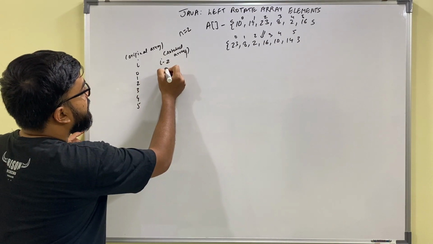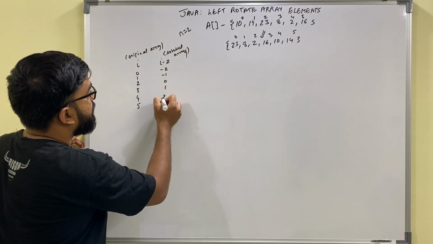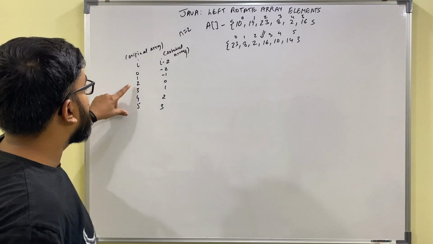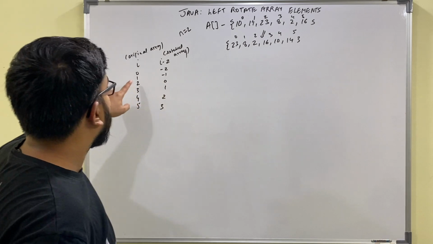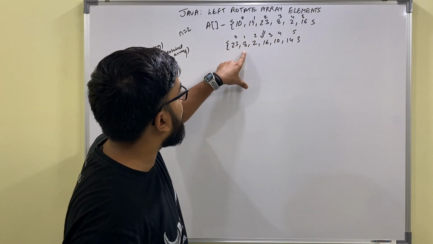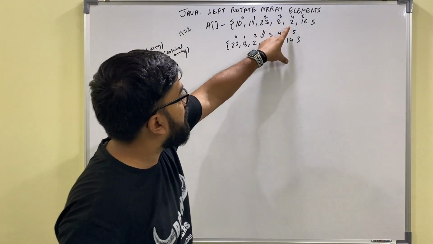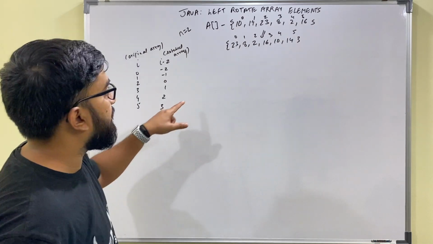So for indices 0 to 5 this is going to be minus 2, minus 1, 0, 1, 2, 3. So the value at index 2 goes to index 0, value at index 3 goes to index 1, value at index 4 goes to index 2, and value at index 5 goes to index 3.